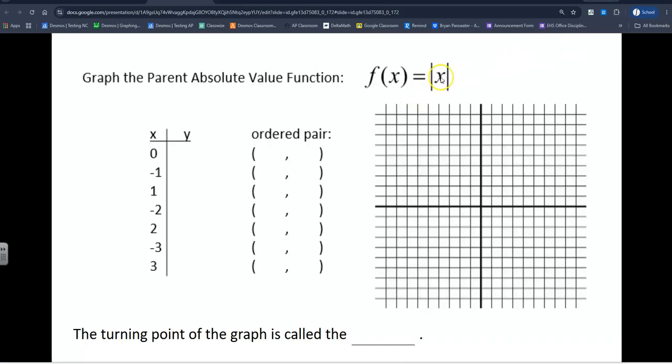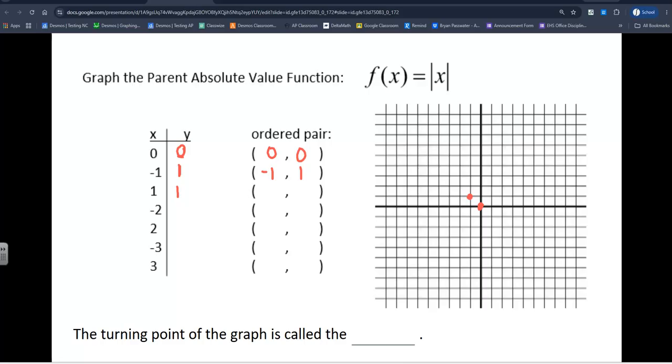If I plug in some numbers right here, I would have the absolute value of 0. That would just be 0. That means I'd graph the point 0, 0. Right? This is how any graph is made. You just plug numbers in. What about if I do the absolute value of -1? What will I get? I will get +1. So -1, 1. We can graph that point right there.